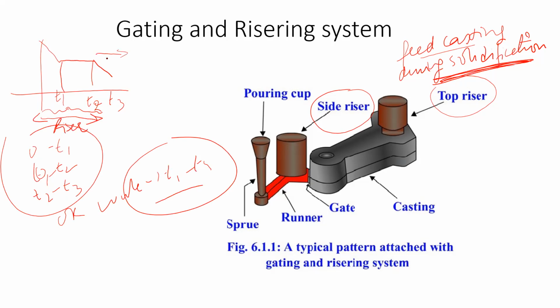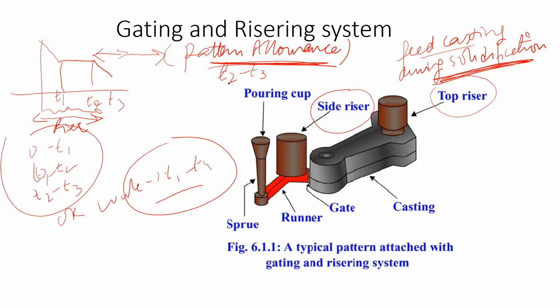And what about this? This is solidification shrinkage. For solidification shrinkage, we give pattern allowance, that is from T2 to T3. But from 0 to T2, in order to compensate for the shrinkage, we use riser. So riser compensates for the shrinkage. Very important, please note it down. Many questions have been asked based on this concept.